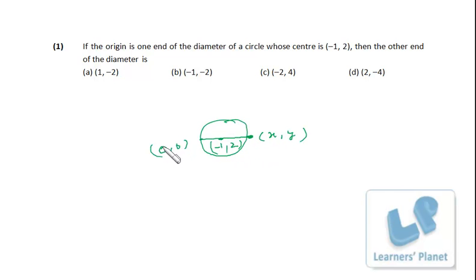That means (x + 0)/2 is equal to -1, right? x/2 is equal to -1, that means x is equal to -2, right? Similarly, (0 + y)/2 is equal to 2, that means y/2 is equal to 2, that means y is equal to 4, right? So (-2, 4) are the coordinates of the other end of the diameter. So a very simple concept we have used over here: the center of the circle is also the midpoint of the diameter. Okay?